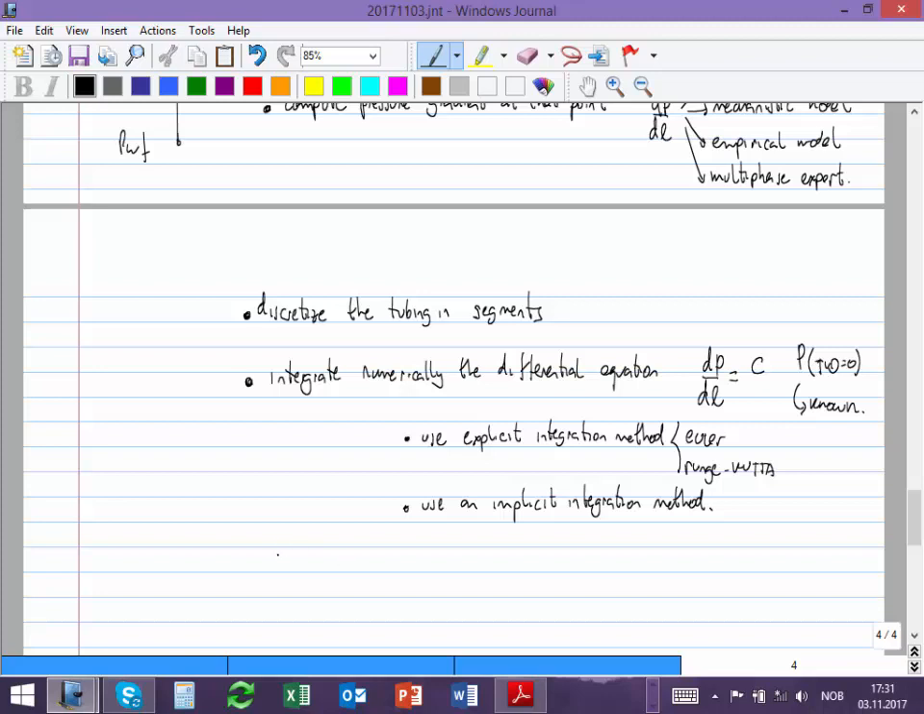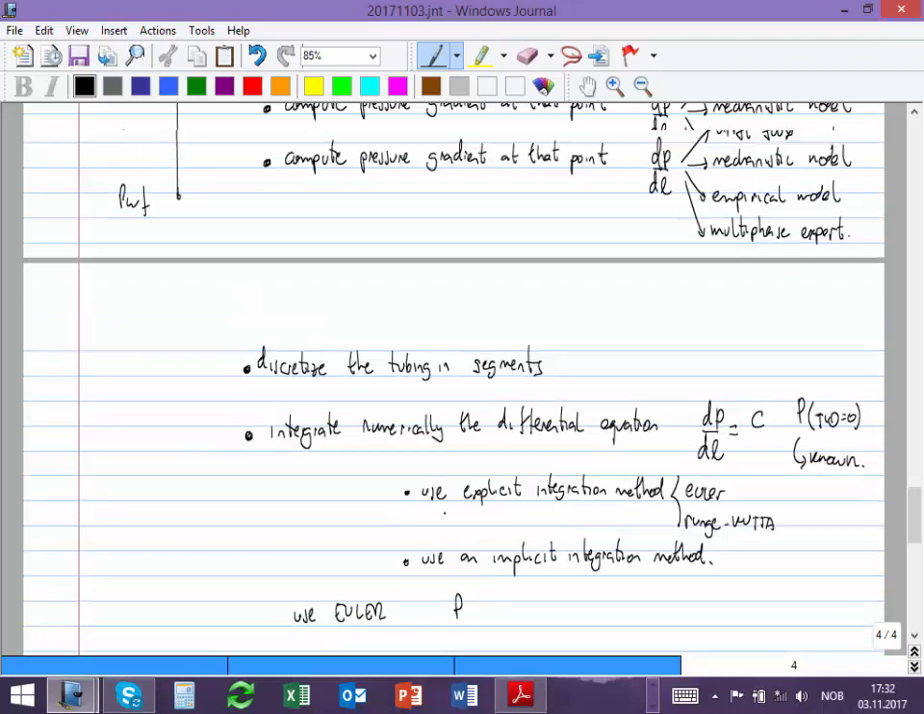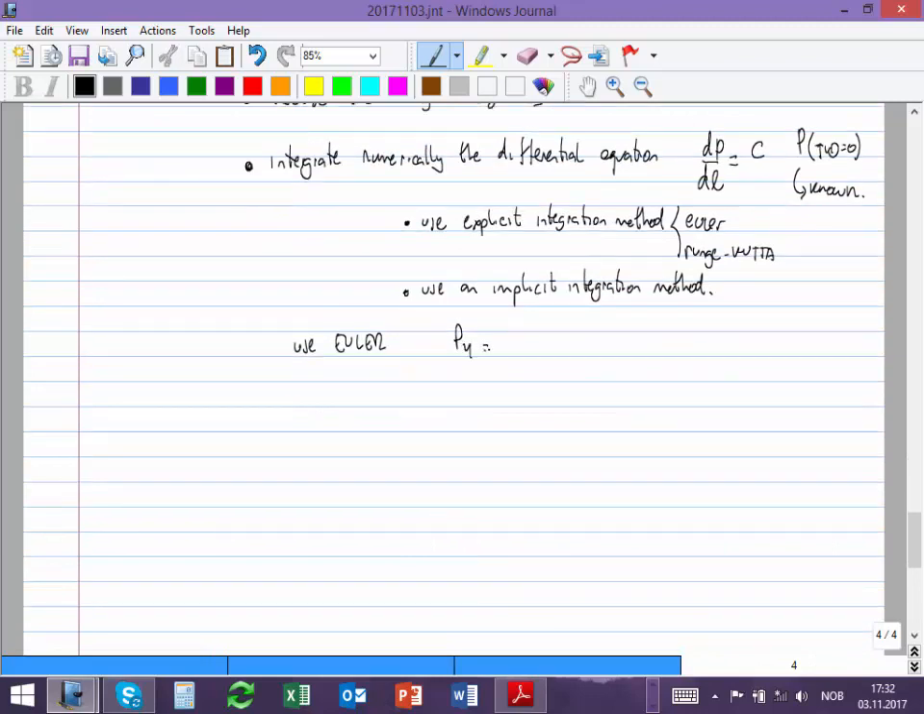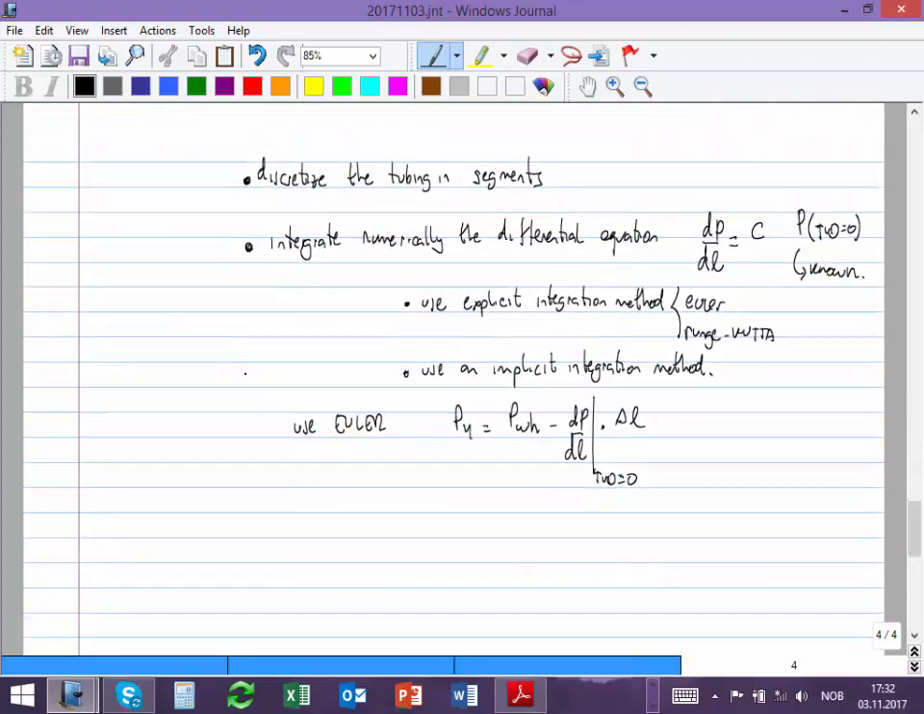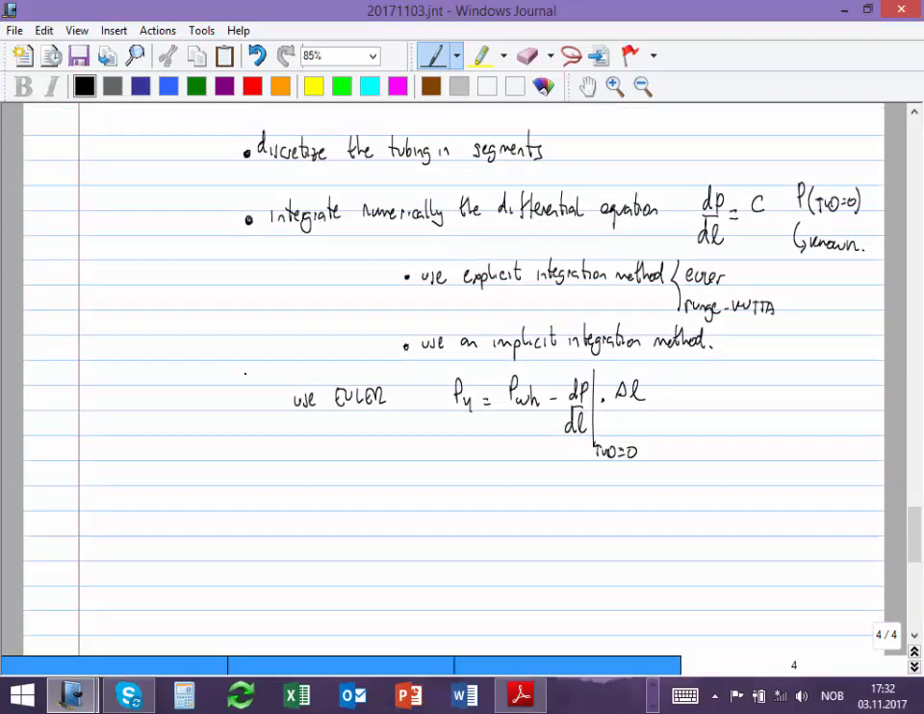We are going to use Euler here in this class. That Euler basically tells you that P4 is equal to P wellhead minus dP over dL evaluated at the wellhead times delta L. Okay, and that's delta L. Just very simple. We take the gradient, multiply it times the distance, and then sum it up to the point that we already have. Okay, and then we move down. That's one method, Euler explicit.